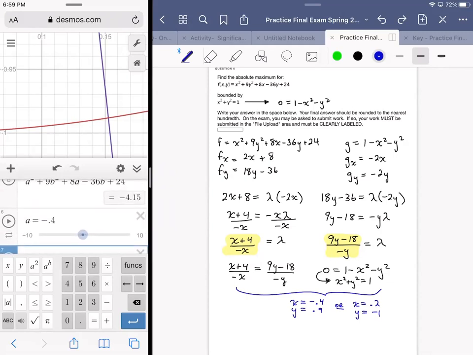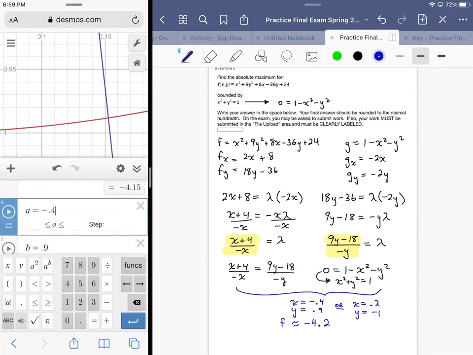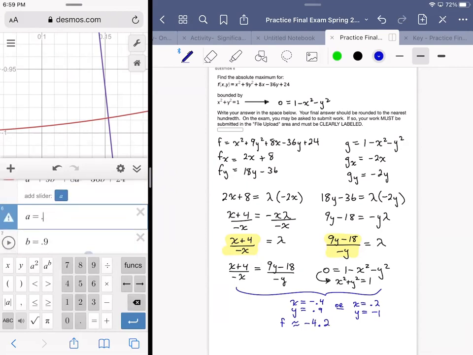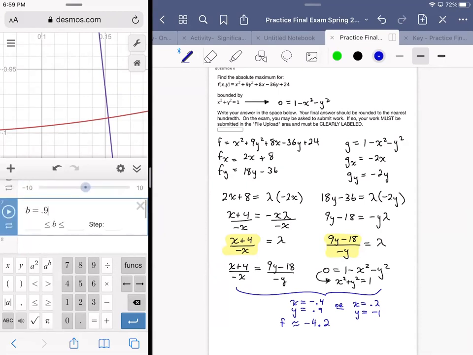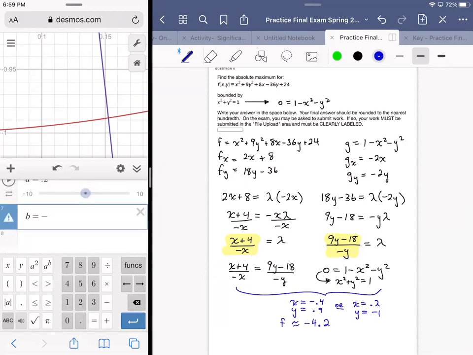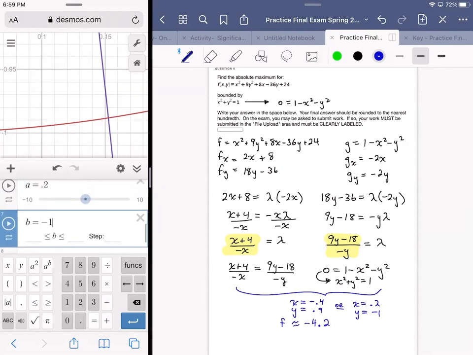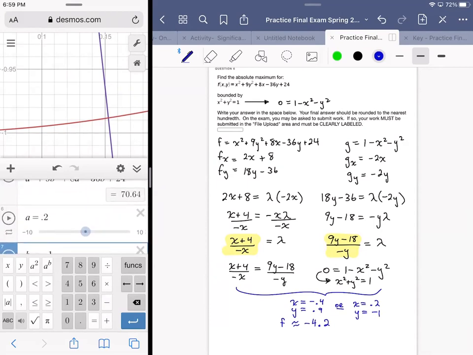All right, so f is approximately, oh, it's lowercase f, negative 4.2. And then a 0.2 and a negative 1. And that gives us, well, that'll be the absolute max, about 70.6.